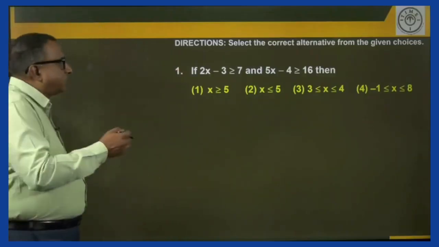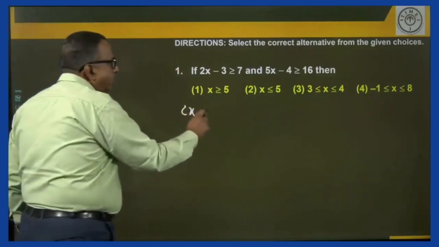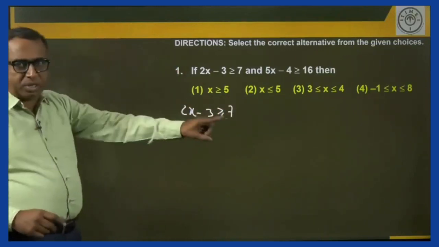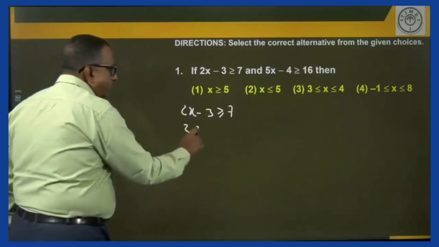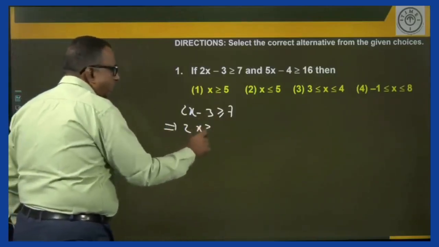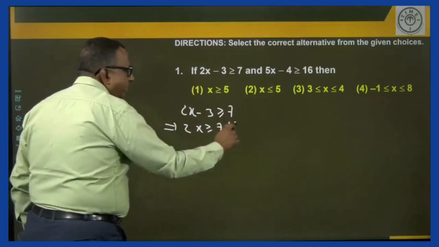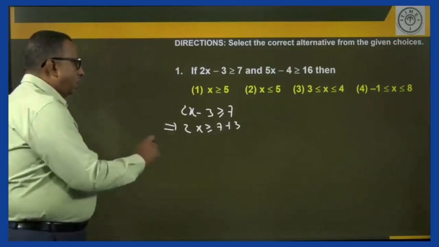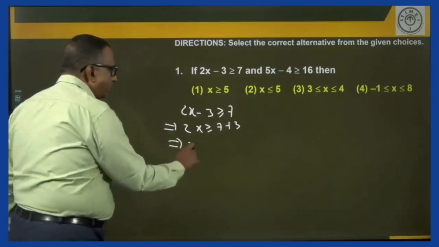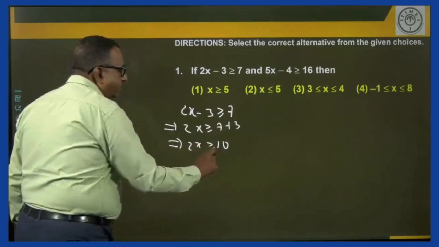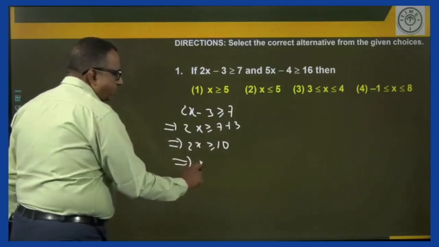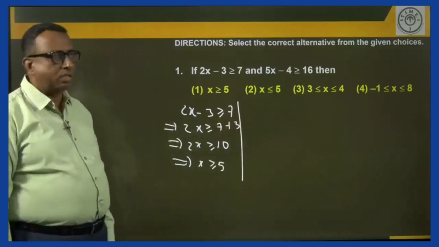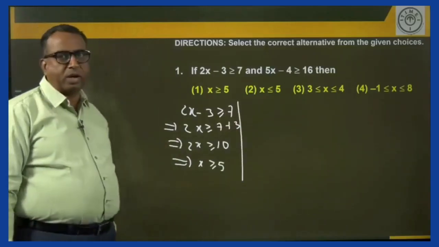So if you want to solve the first one, 2x minus 3 greater than or equal to 7. If you take that 3 to that side, what will happen? You get 2x greater than or equal to 7 plus 3. Students, when minus goes from left to right, it becomes plus. Next, 2x greater than or equal to 7 plus 3, which is 10. That means x greater than or equal to 5. That is the first inequality: x greater than or equal to 5.